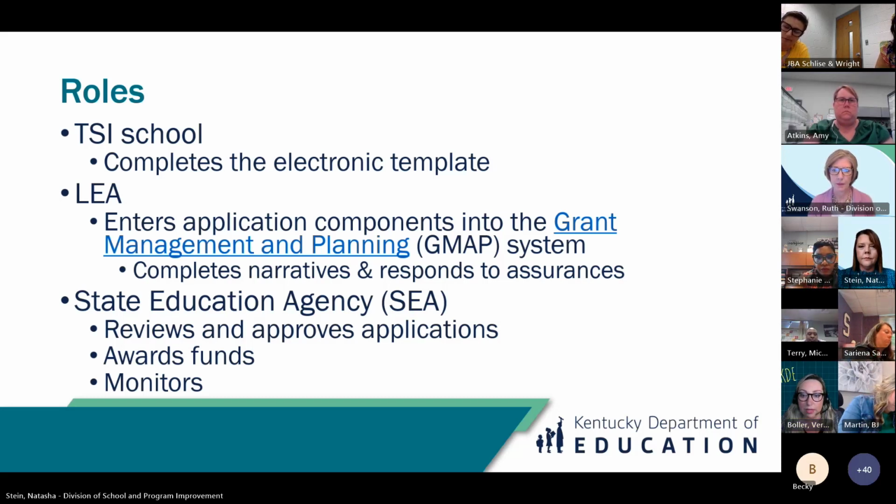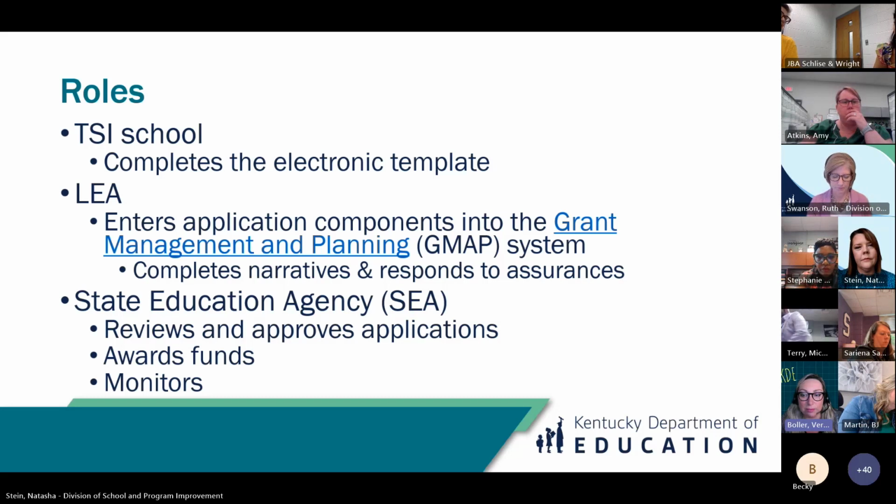Everything is included on the electronic template at the school level, that will get entered into the grant management and planning system. This is commonly referred to as GMAP. I'm sure some of you have heard of that. So the district level staff is who's going to be entering that information into the GMAP system.